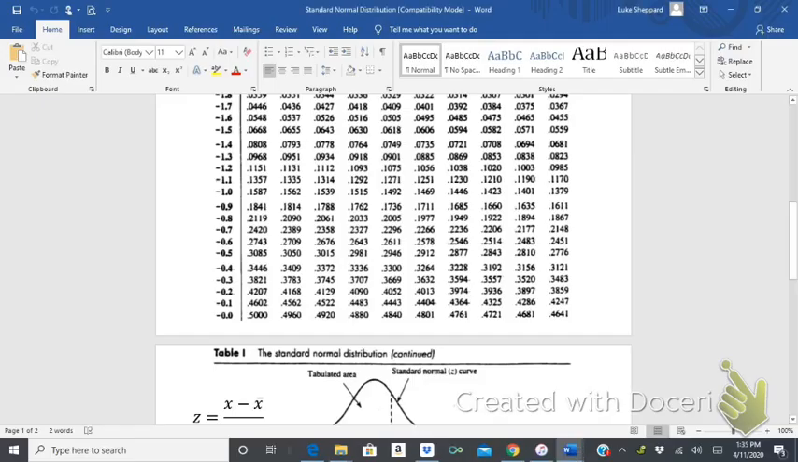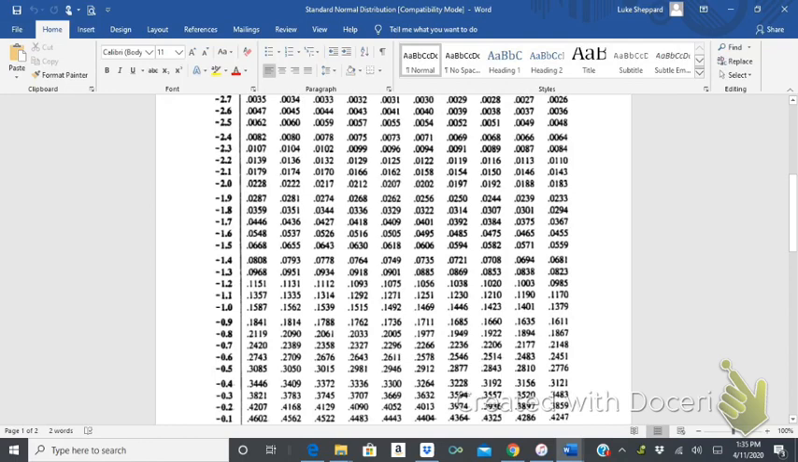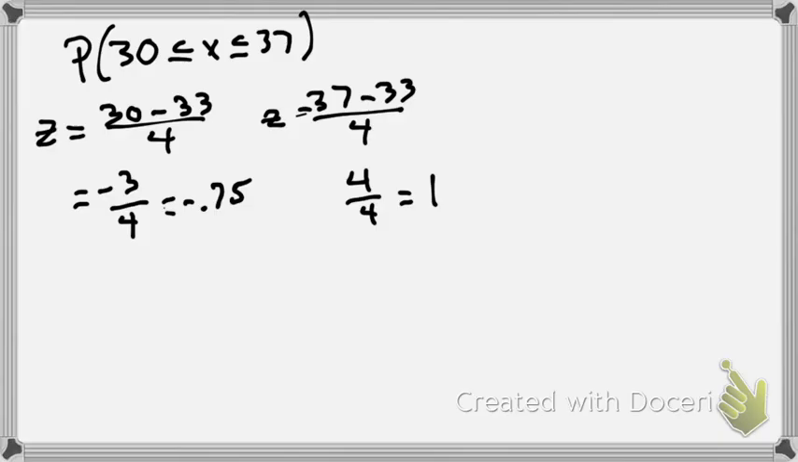So now what I'm going to do is go back and look at my sheet. I'm looking for negative 0.75. So if I look for negative 0.75, hopefully I can scroll up far enough. I'm not going to be able to. So negative 0.75 is going to be here, so negative 0.7. This will be 0, 1, 2, 3, 4, 5, so this is going to be negative 0.75 right there. So my z-score is actually going to be 0.2266.